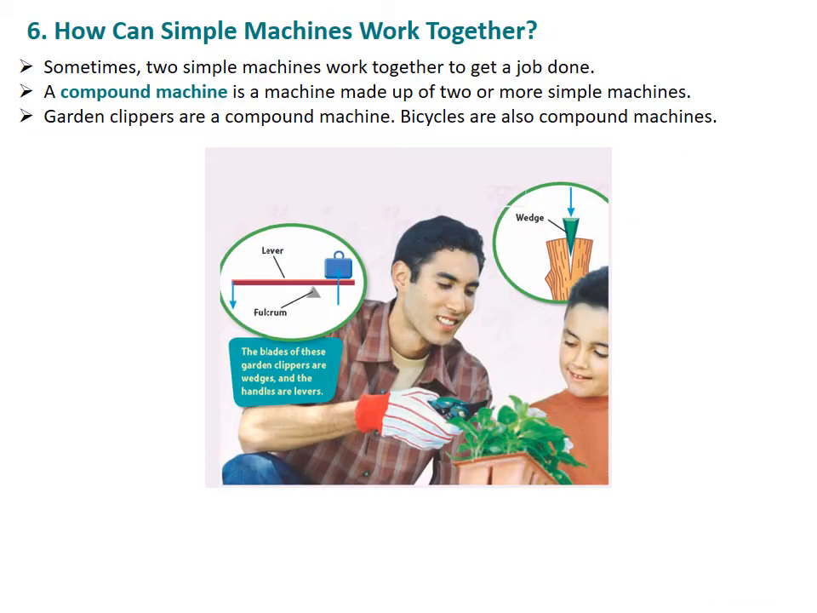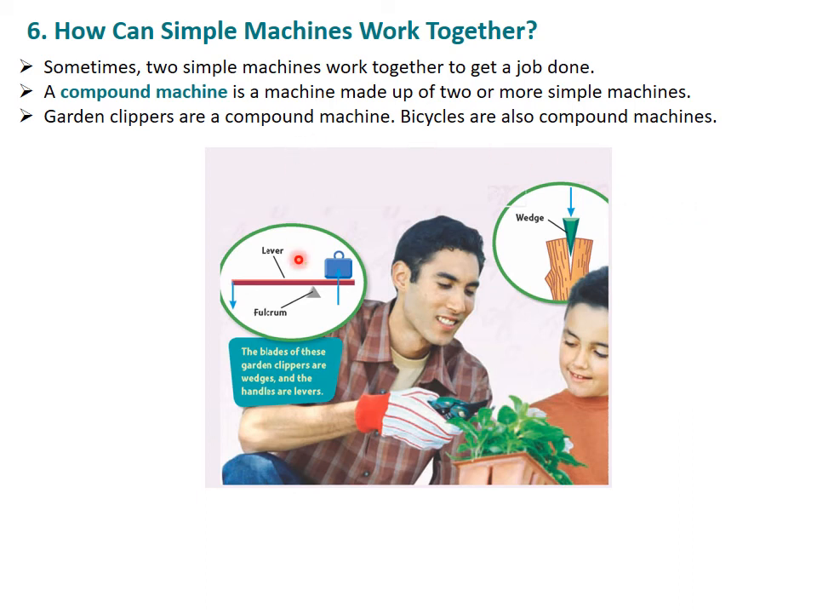Now, we are going to learn how simple machines can work together. Sometimes, two simple machines work together to get a job done. A compound machine, by definition, is a machine made up of two or more simple machines. Garden clippers, for example, are a compound machine. Bicycles are also compound machines.